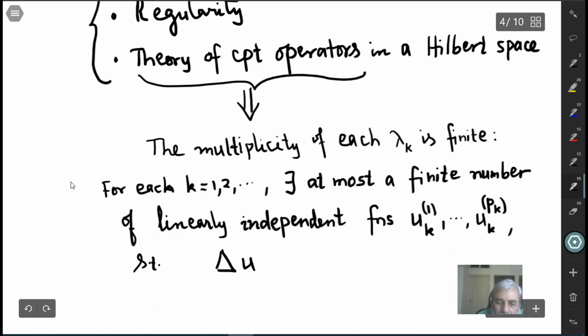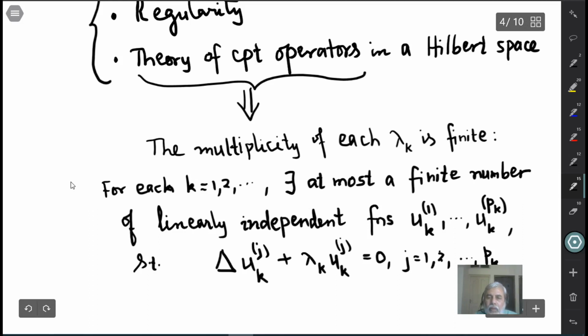Laplacian of u_kj plus lambda k equal to 0. So this is the one.